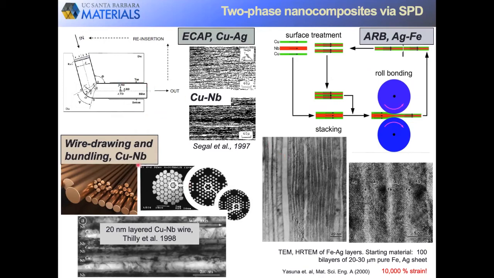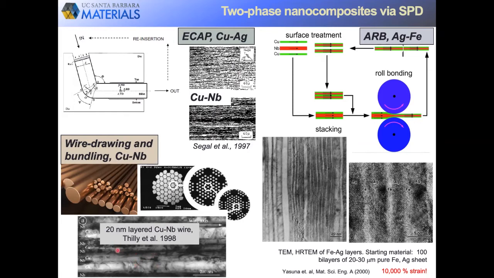And so I have a few examples here. Back in the late 90s, equal channel angular pressing, or ECAP, was applied to a two-phase composite of metals such as copper niobium or copper silver that I show here. Another SPD method is wire drawing and bundling. And with this, it is possible to make standard size copper niobium wire, but ones that are internally nanostructured.